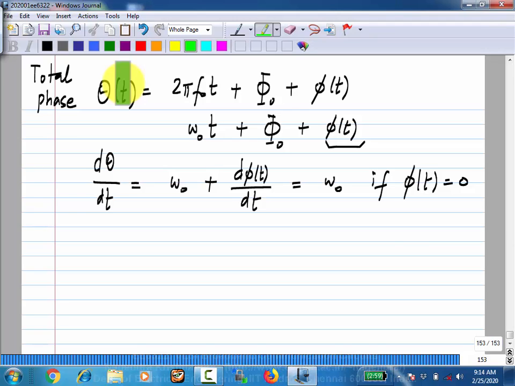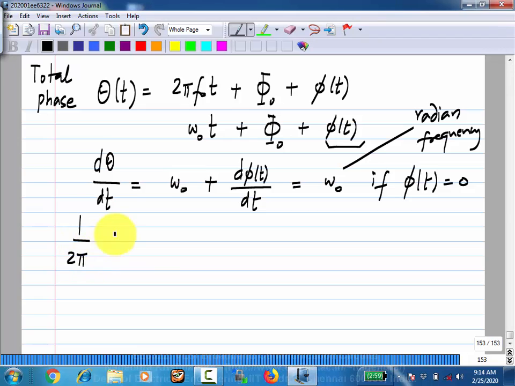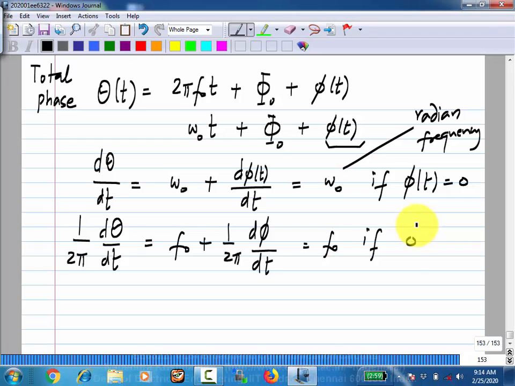That's all. This is something that you know. This is known as the radian frequency, the number of radians per second. Or you can have this, which gives you f naught if phi of t is 0. This is known as the cyclic frequency, basically the number of cycles per second.